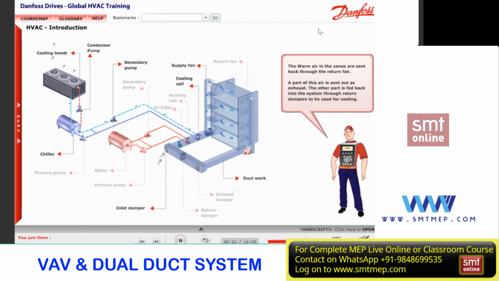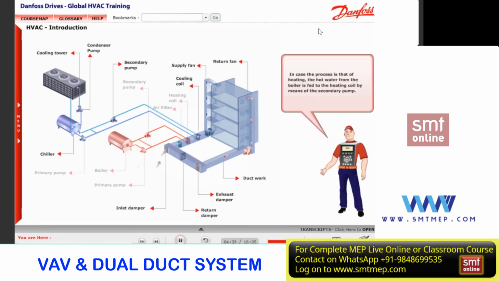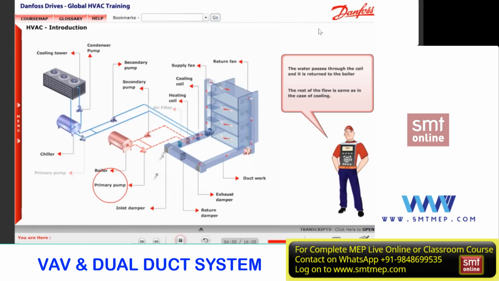The warm air in the zones is sent back through the return fan. A part of this air is sent out as exhaust. The other part is fed back into the system through return dampers to be used for cooling. In case the process is that of heating, the hot water from the boiler is fed to the heating coil by means of the secondary pump. The water passes through the coil, and it is returned to the boiler. The rest of the flow is the same as in the case of cooling.